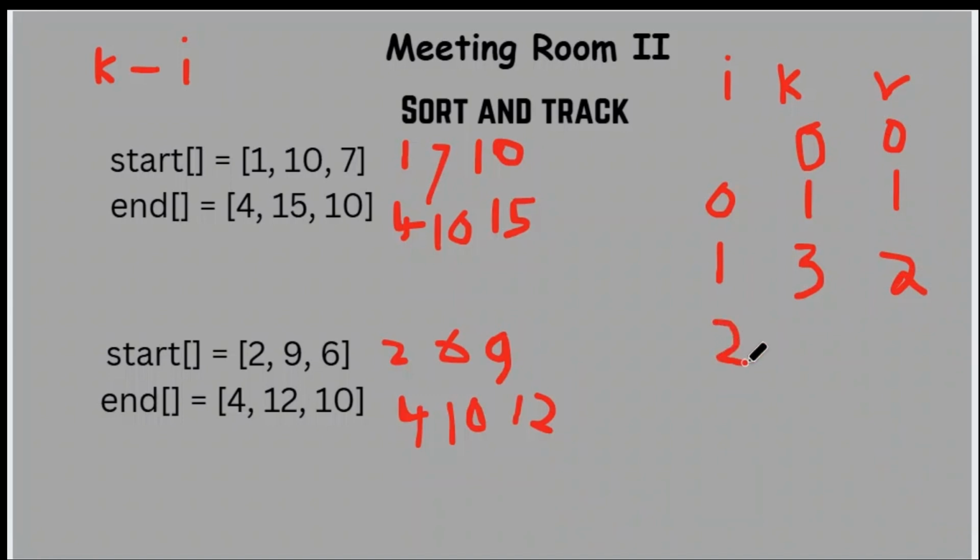Next, when i is equal to 2, there is no change in k. k will remain the same, and here k minus i will give you 1. But 1 is smaller than 2, so the r value won't be changed. So this is the final answer for the second one.